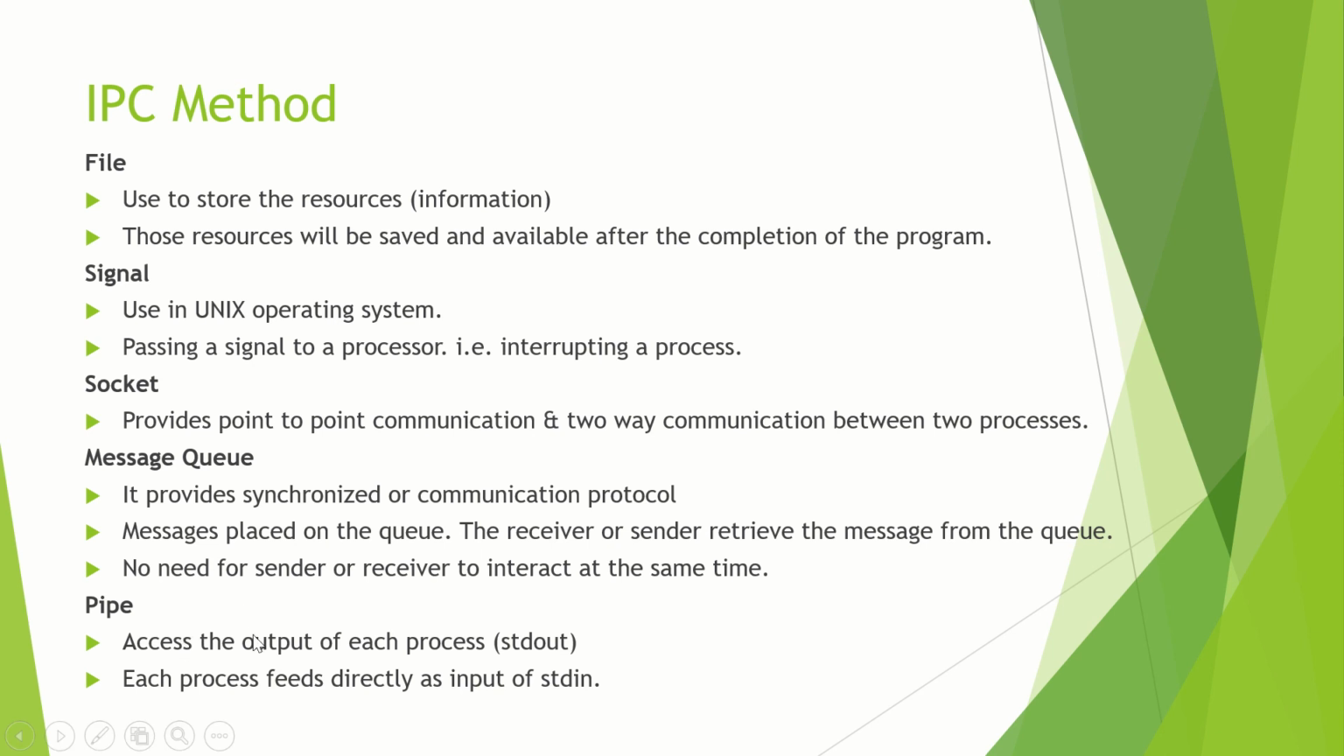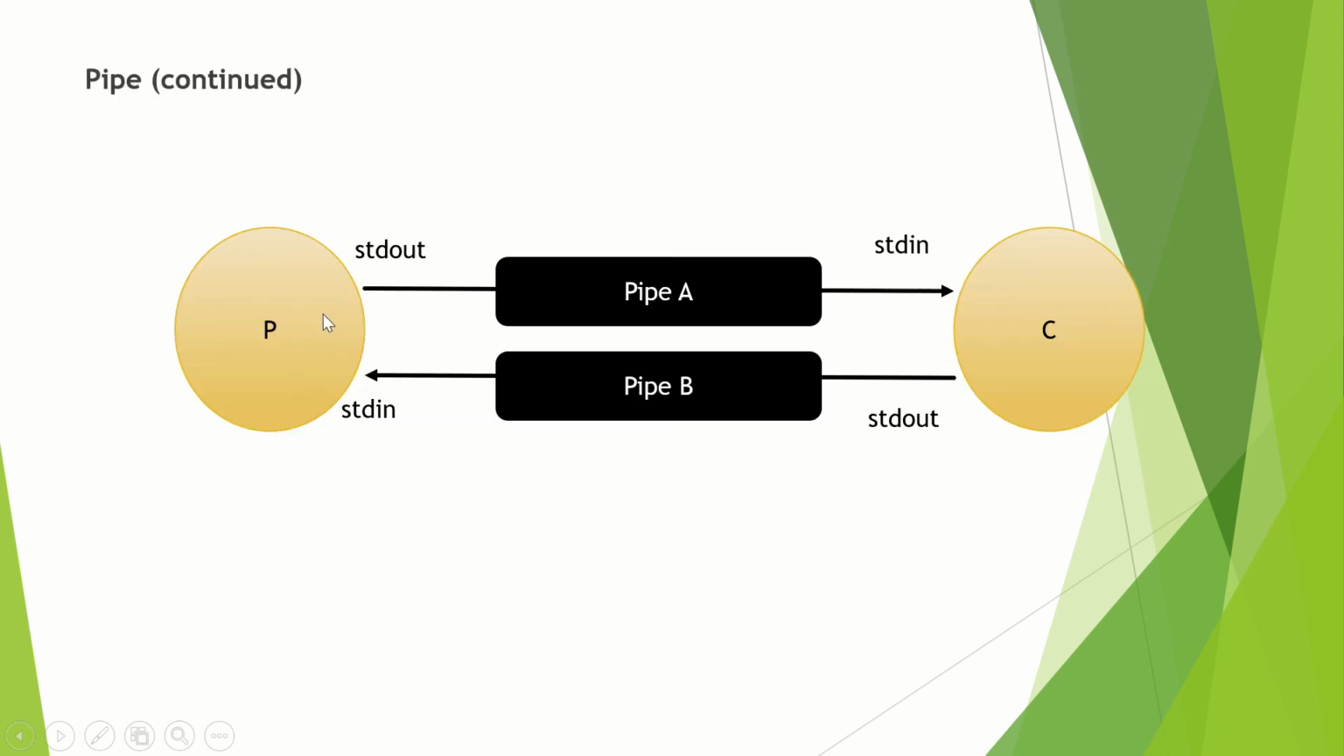And a pipe accesses the output of each process using standard output, and each process feeds directly into the input, or standard input. So you have a process whose output is standard output through pipe A, and it becomes input to the CPU. If the CPU wants to send input to the process, it first produces an output, standard output, going to pipe B, and when going to the process, it goes as standard input.